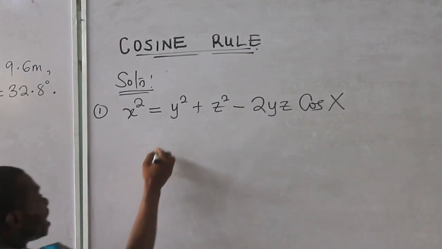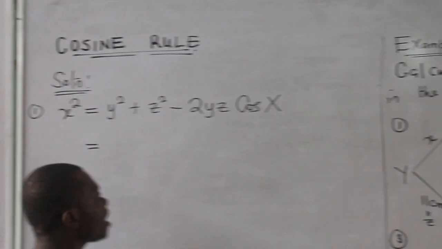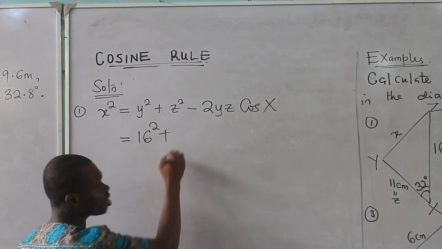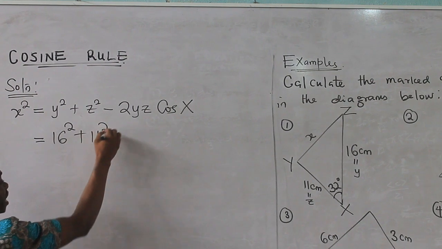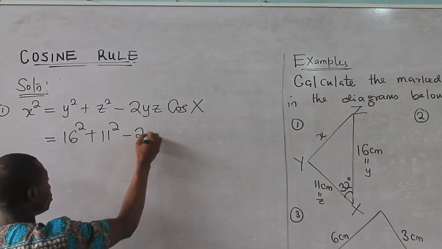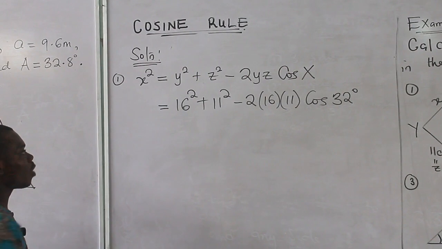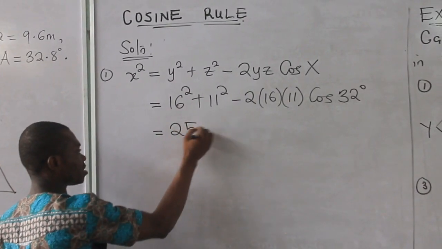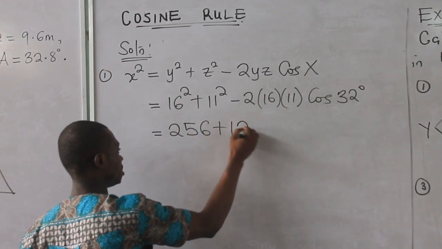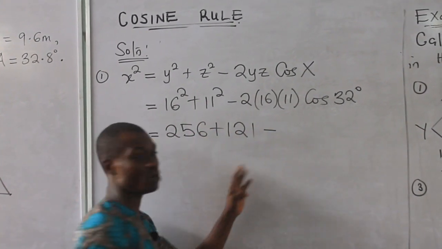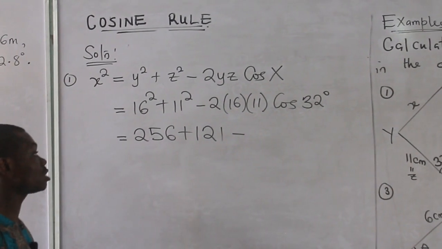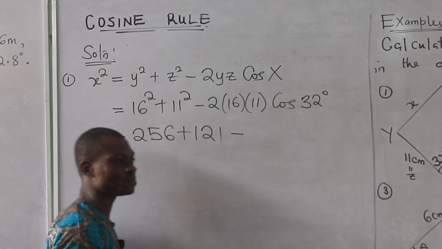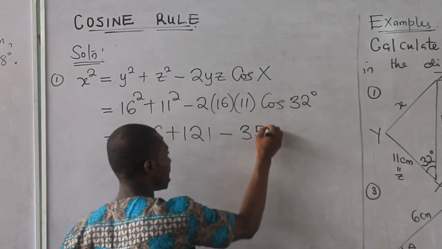Okay, so quickly let's now substitute. What is our y? Our y is 16, so we have 16 squared plus we have 11 squared, that's our z, minus 2. Alright, so what is that going to give us? The square of 16 is 256. The square of 11 is 121. And if we multiply this, 2 times 16 is 32, times 11 is, okay, so we have 352.